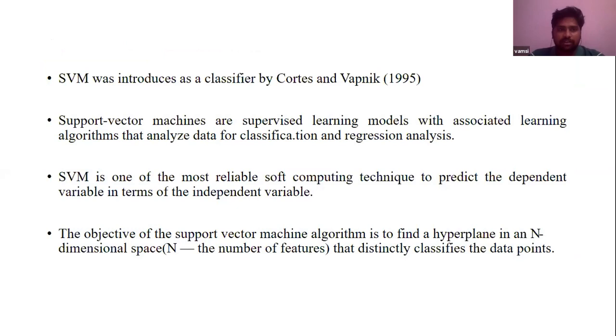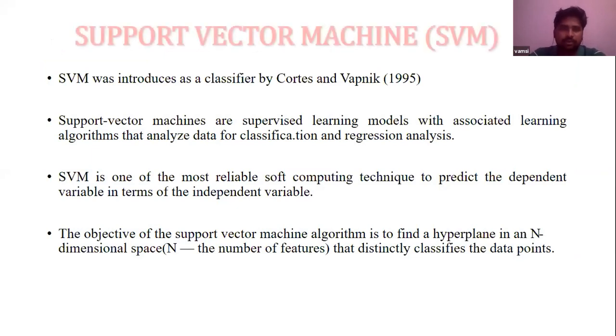Support vector machines are supervised learning models with associated learning algorithms that analyze data for classification and regression analysis. SVM is one of the most reliable soft computing techniques, a supervised learning model to predict the dependent variables in terms of the independent variables. The objective of the SVM algorithm is to find a hyperplane in n-dimensional feature space that distinctly classifies the two data points.